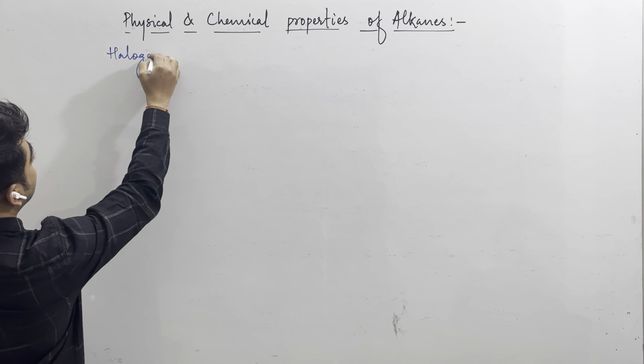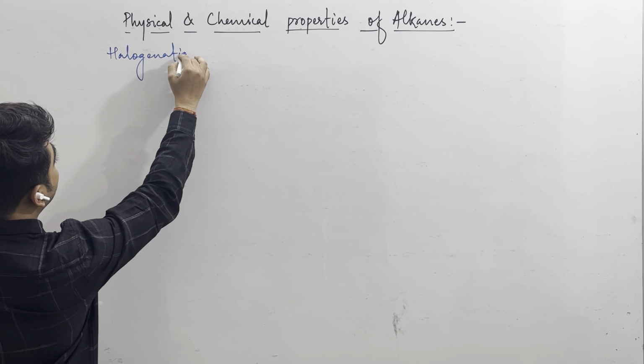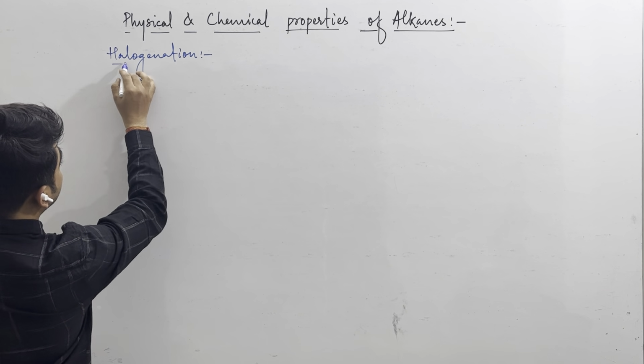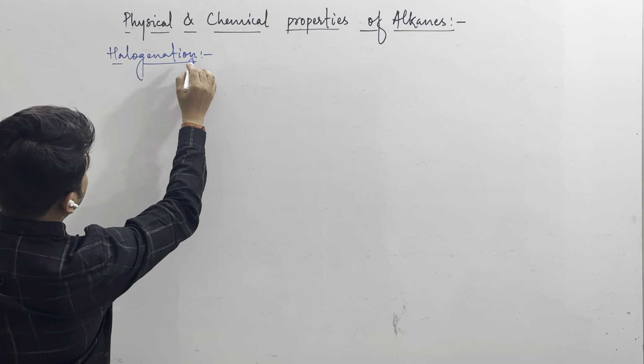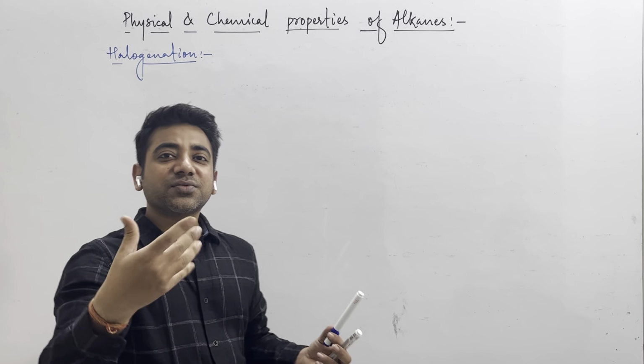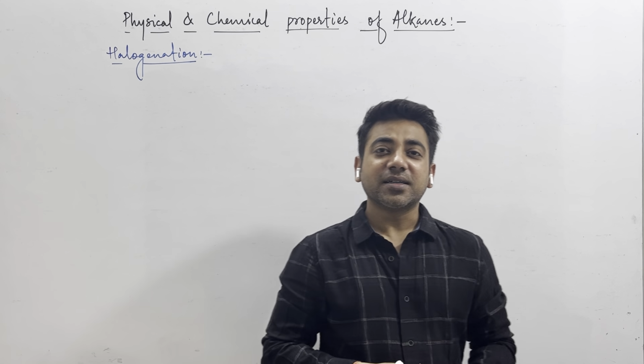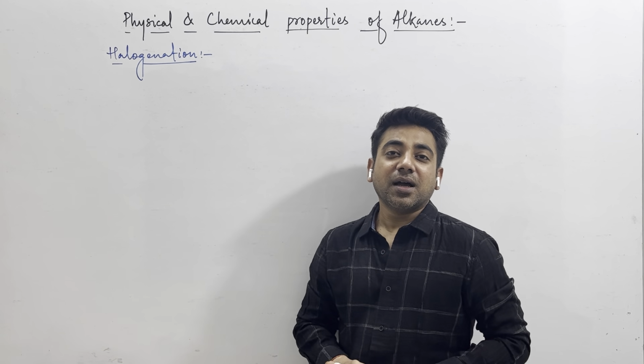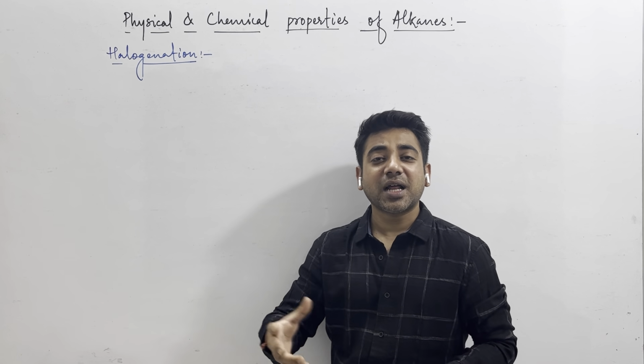In halogenation, the reaction is very simple. I will write the general reaction first. The reaction is like alkanes on reaction with halogen. The reaction condition may differ with different halogen atoms.